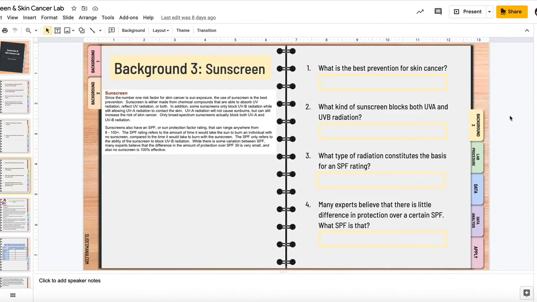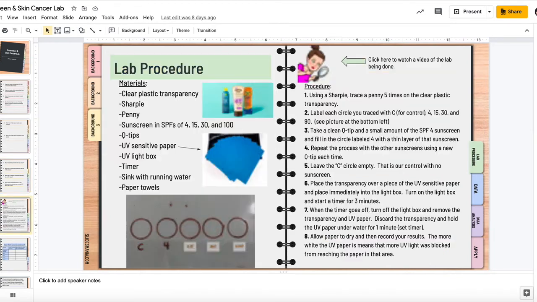Once you get the background information out of the way, then you're going to need to look at the procedure of your lab. We've got the materials listed here. We would be using some UV sensitive paper, which will change color if exposed to UV light. We would have a transparency page where we would apply different sunscreens. And right here, there is a video for you to watch of the lab being done. So it's easier for you to tell rather than just reading through the procedure, which you should still do.